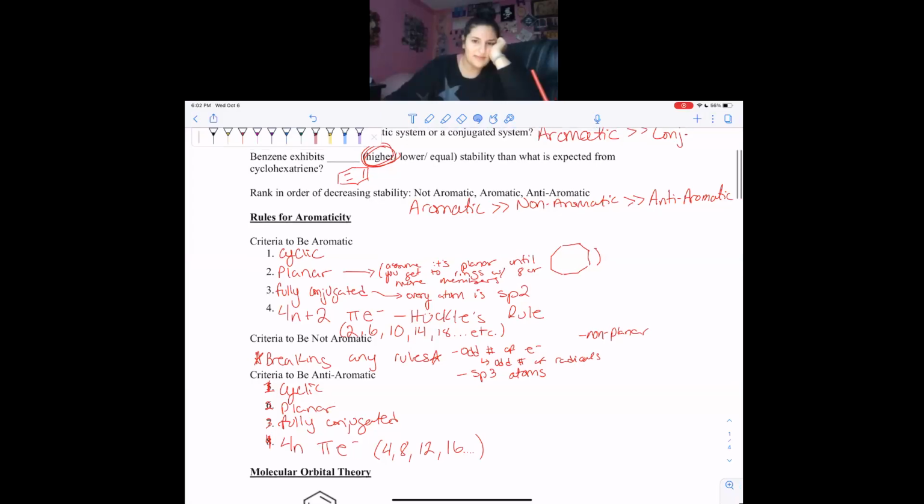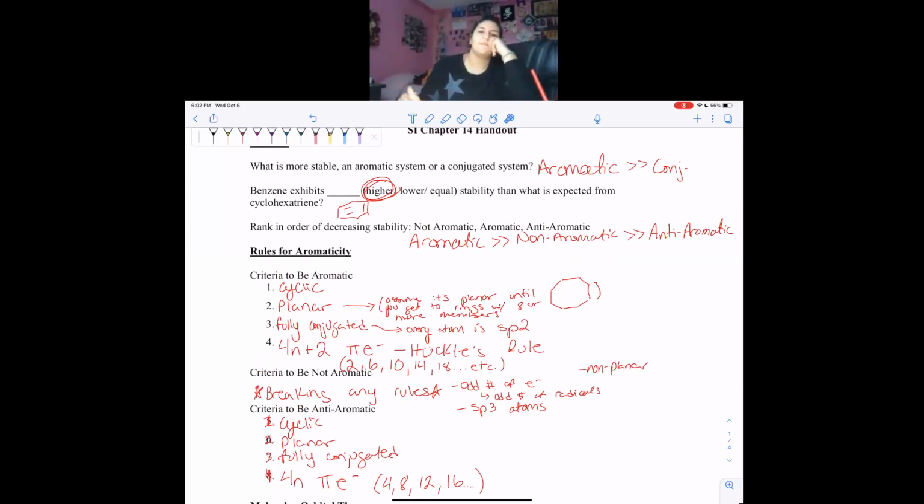Alrighty, so let's do some chapter 14 without any further ado. So the rules for aromaticity, we covered this last time, so I don't want to erase and rewrite, but we can go through it step by step. So there's 3 different categories for aromatic systems, right? We have aromatic, non-aromatic, and anti-aromatic.